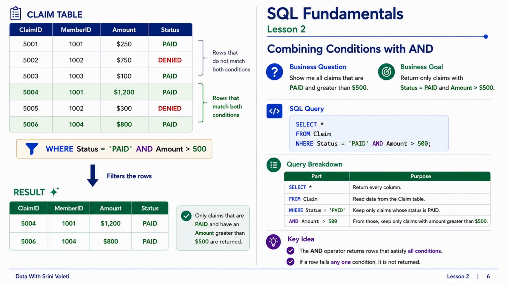So you will use the AND operator constantly when writing business reports. For example, show me customers in California who spent more than $100. Show me employees in the sales department who were hired after 2023. Show me products that are in stock and cost less than $50. In each of these examples, every condition must be true before a row is returned.